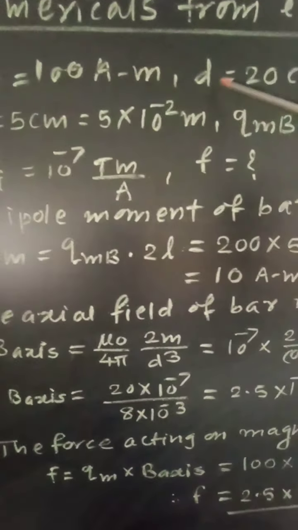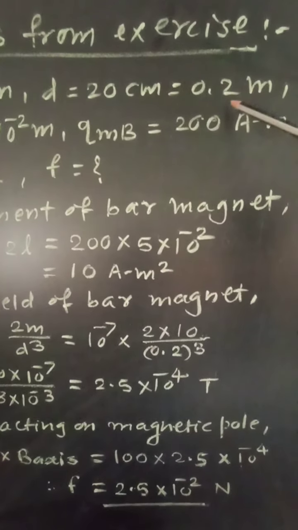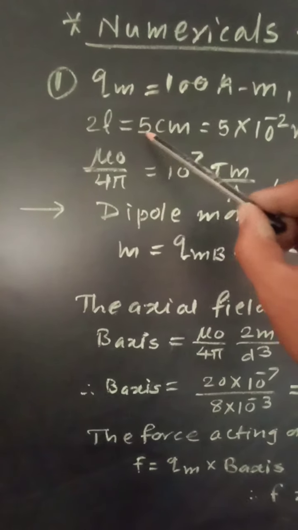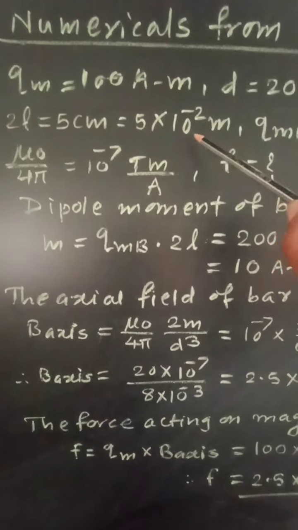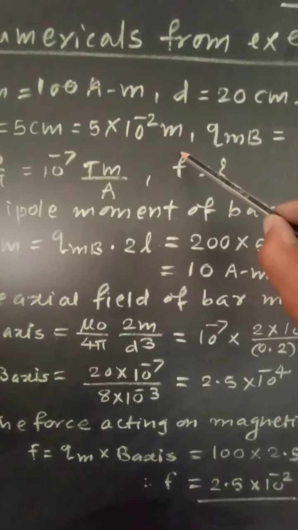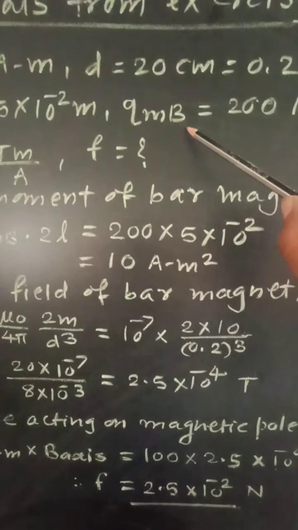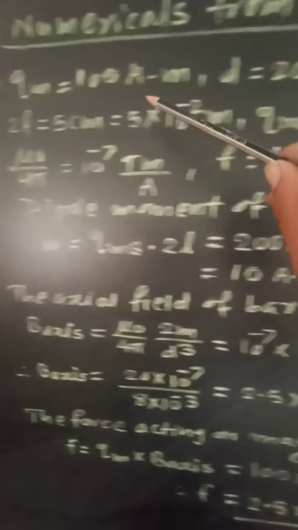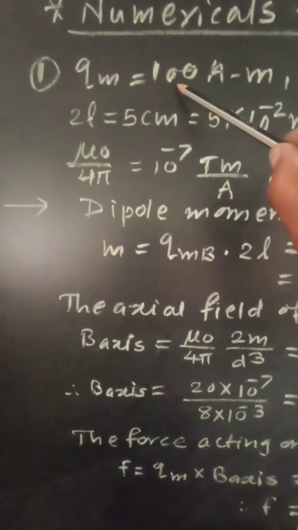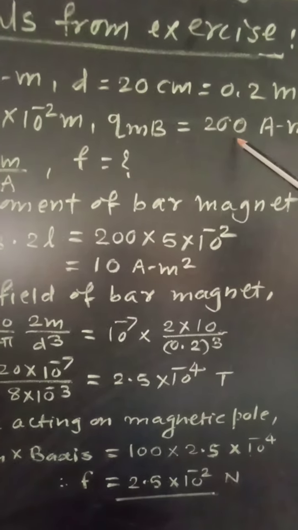meter. Then d is equal to 20 centimeter, that is equal to 0.2 meter. Then length of the magnet 2l is equal to 5 centimeter, that will be equal to 5 into 10 raised to minus 2 meter. Then Qmb, pole strength for each pole of the bar magnet, is equal to 200 ampere meter. So this is the pole strength for the single pole, and this will be the pole strength of each pole of the bar magnet.